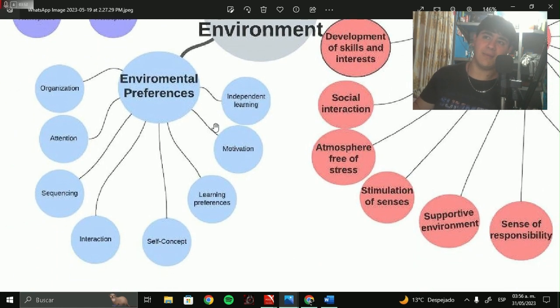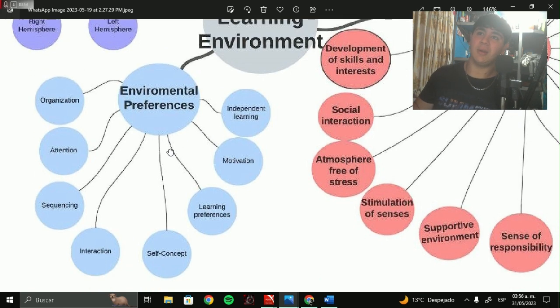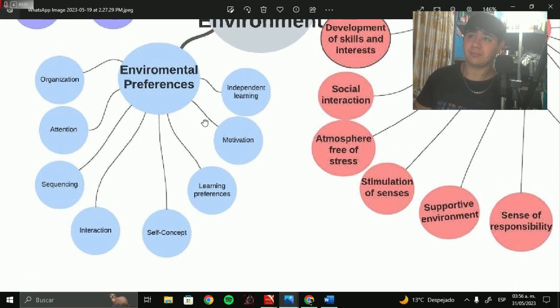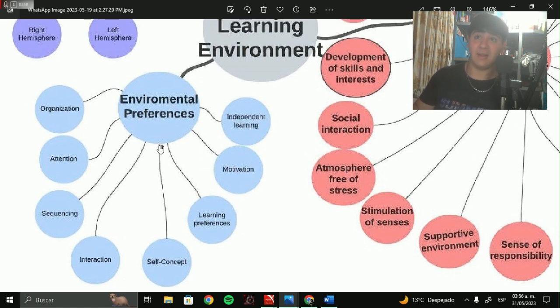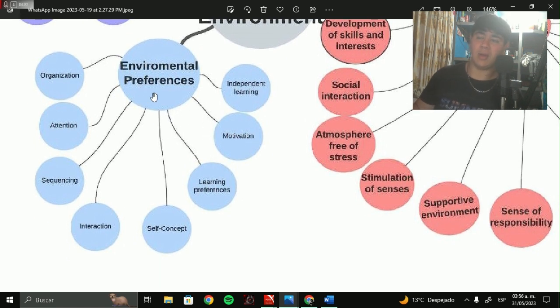So here we have some important things. We talk about the left and right hemisphere learners, and now we can talk about the environmental preferences. What is that? Well, the most important thing here is the organization. What is the organization? Well, the organization focuses on how learners organize themselves, in terms of their cognitive organization and the materials they need to use.